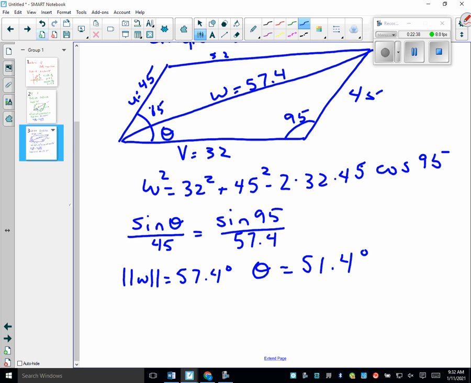Was that better? The first time we went through it, we had to remember all the stuff we knew about parallelograms. So what do you think? Are you good? Do we have to write degrees with the magnitude? Oh, no, it shouldn't have a degree. That's my fault.